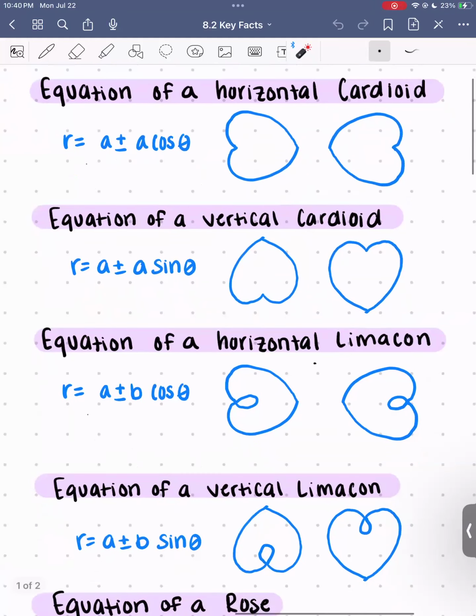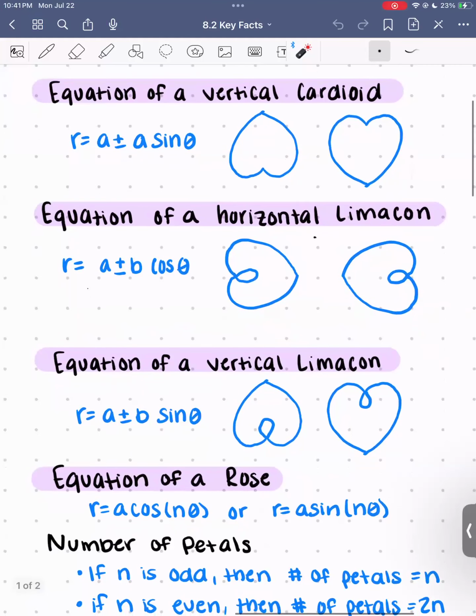For vertical cardioids, it's pretty much the exact same thing. R equals A plus or minus A sine of theta. So our amplitude and our vertical shift are the exact same value. And it's the same shape, but you can see they're in that vertical form.